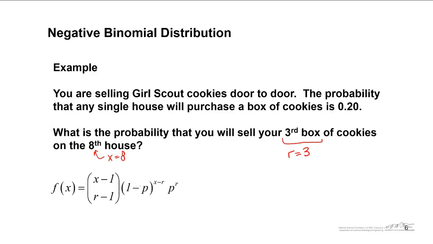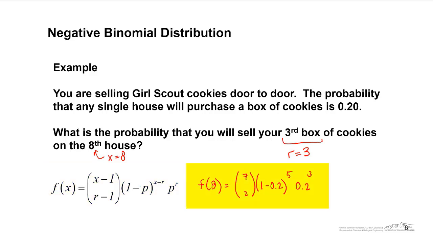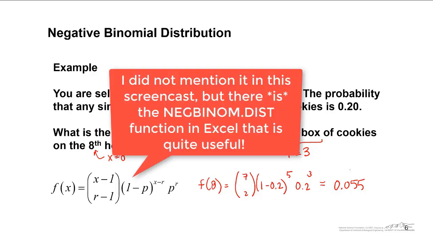We can plug those numbers into the negative binomial distribution formula. So we get 7 choose 2 times 1 minus 0.2, the probability of failure, to the 5th power, because we have 5 failures, times 0.2, the probability of success, raised to the 3rd power. And when we do that, we end up with about 0.055. That means the probability that you will sell your third box on exactly the 8th house is 0.055.